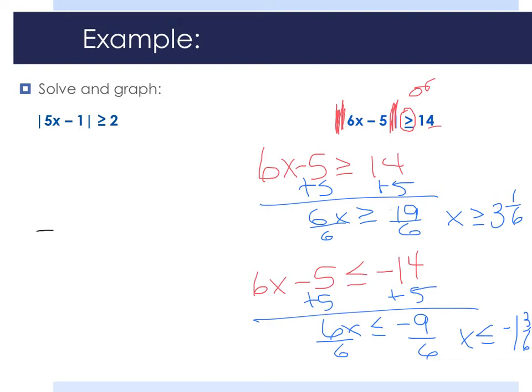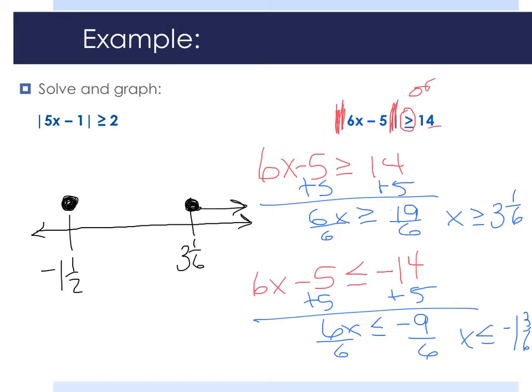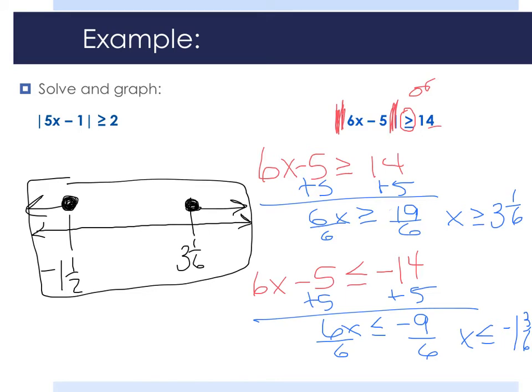So then I can graph my absolute value inequality. X is larger than or equal to 3 1/6, going in this direction, and all the values bigger than or equal to 3 1/6 or larger. Then over here, we got negative 1 1/2, and now we know x is less than or equal to that. So now we're talking about all the values that are negative 1 1/2 or less. So I have an OR type of graph which matched my OR original equation.